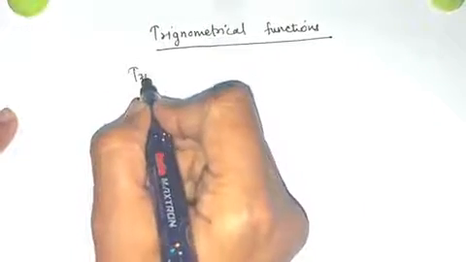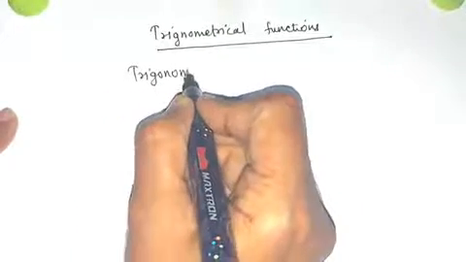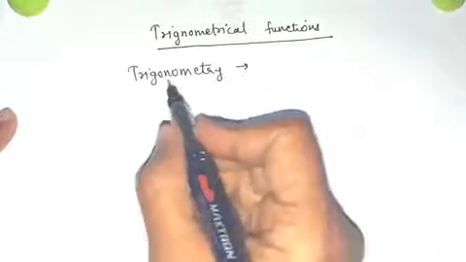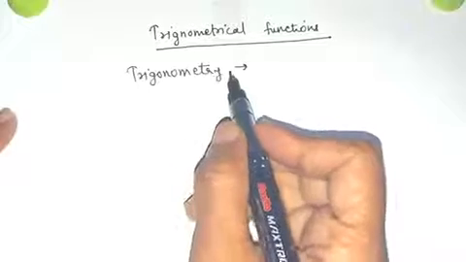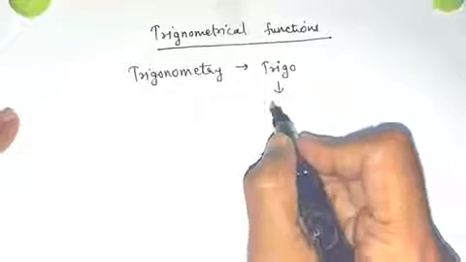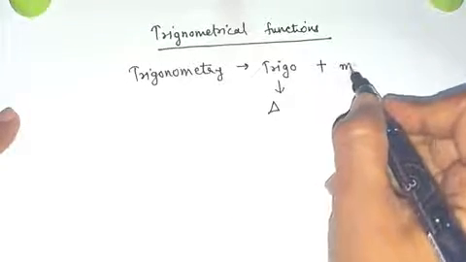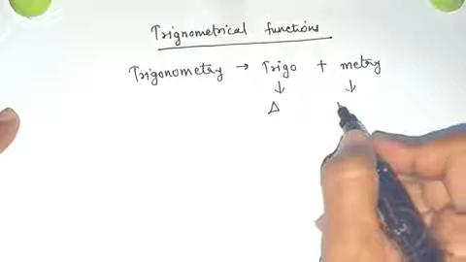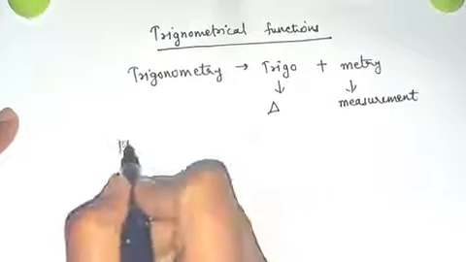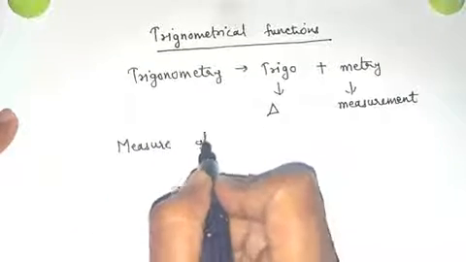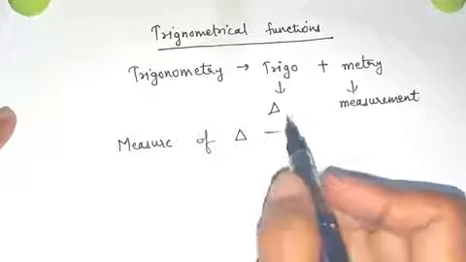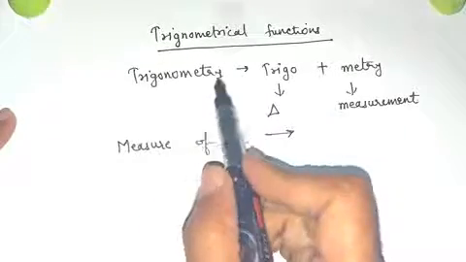First we are taking the trigonometry word. As this is made by two words, and this is a Greek word. The first word is trigo, that is triangle, and the second word is metri, that is measurement. So when measurement of different parameters of a triangle is done, then the branch is called trigonometry.